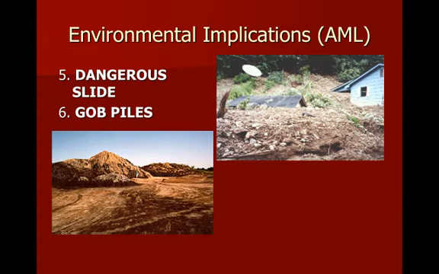So here's an example of why it's a problem. This house fell down into the ground because it's got some sort of mining going on around it or under it. And so it fell into the ground here. And also these spoil piles or gob piles. This is a gob pile or a spoil pile. Sometimes they're called spoils.